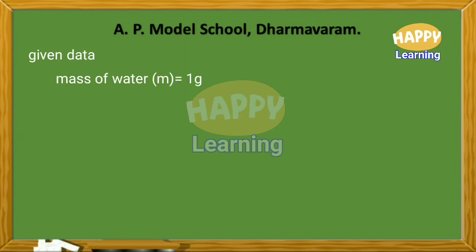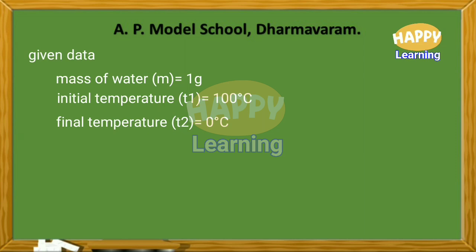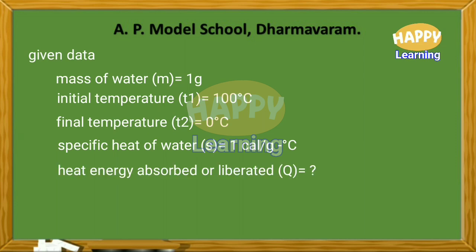Given data. Mass of water M is equal to 1 gram. Initial temperature T1 is equal to 100 degrees Celsius. Final temperature T2 is equal to 0 degrees Celsius. Specific heat of water S is equal to 1 calorie per gram per degree Celsius. Heat energy absorbed or liberated Q is equal to question mark.